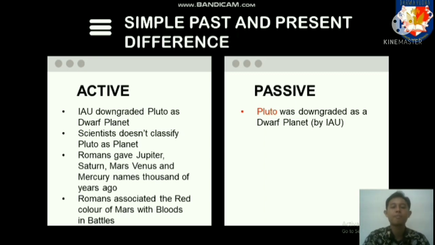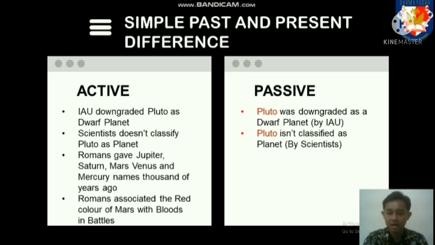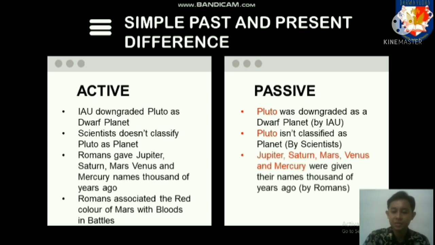we focus on object given an action. The second one here, Pluto isn't classified as planet. Okay, the subject is by scientists, right? Once again, Pluto is an object given an action which is classified. Then the third one, Jupiter, Saturn, Mars, Venus and Mercury were given their names thousands of years ago. Okay, so the object is Jupiter, Saturn, Mars, Venus and Mercury. Okay, they are given an action which is given. Do you know what I mean? Yeah, that's it, guys.